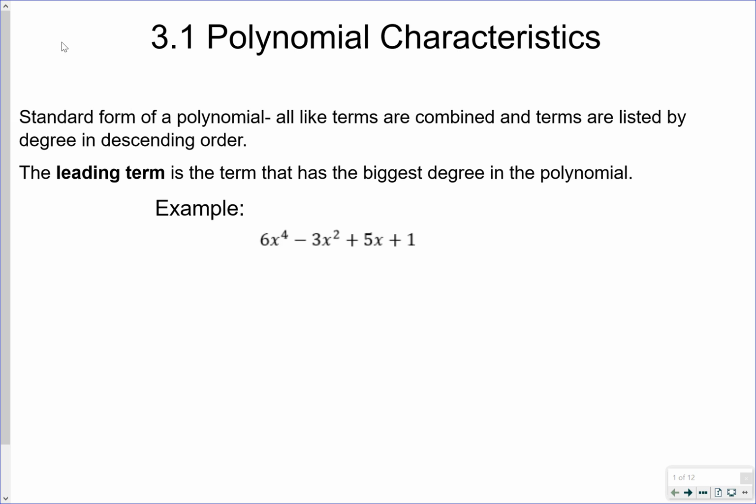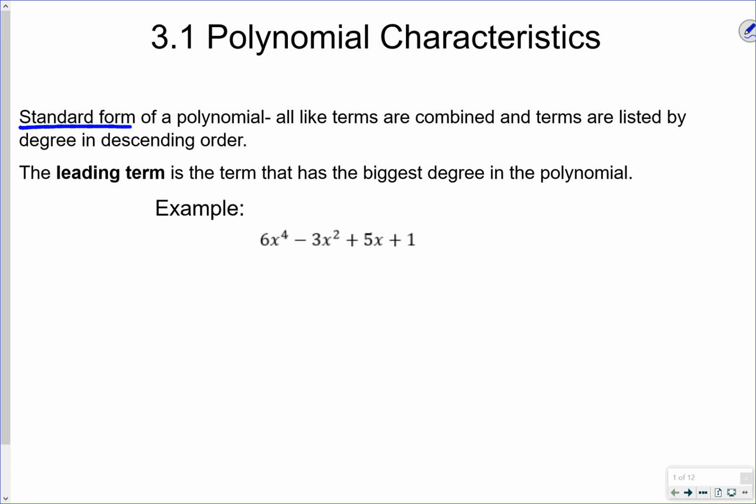Okay, so we're going to start chapter 3, and it's going to be over polynomial functions. And first we're going to just talk about their graphing characteristics. So a polynomial is just any type of a function that has a degree in it. So variables to a certain degree. The general name is a polynomial. Quadratic is a type of polynomial.